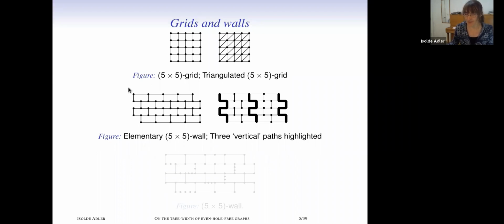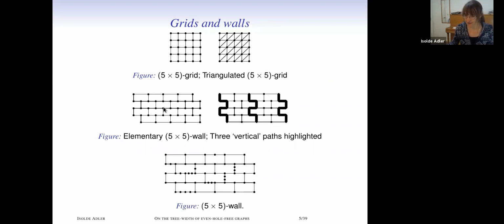And then we'll be speaking about walls. This thing here is an elementary 5 by 5 wall. Again, you can see 5 rows. And then there are also 5 columns or 5 vertical paths. And I've highlighted 3 of them here. This one isn't highlighted, but there's another one and another one here. So they're a bit wobbly, but there are vertical paths as well. 5 of them. Okay, and then this is an elementary wall, and we say a graph is a wall if it is obtained from an elementary wall by potentially subdividing some of these edges multiple times. So any subdivision of an elementary wall is a wall.